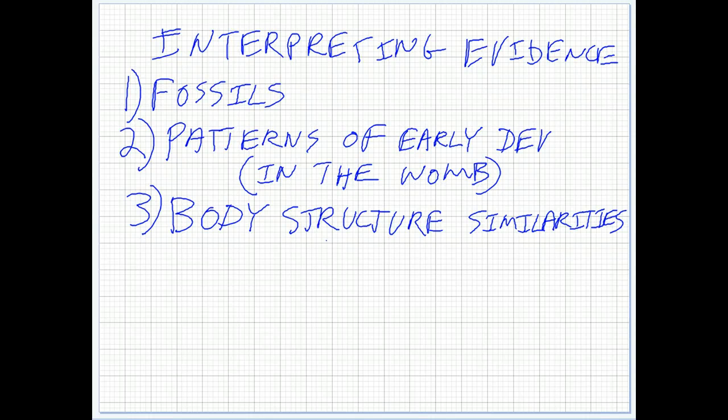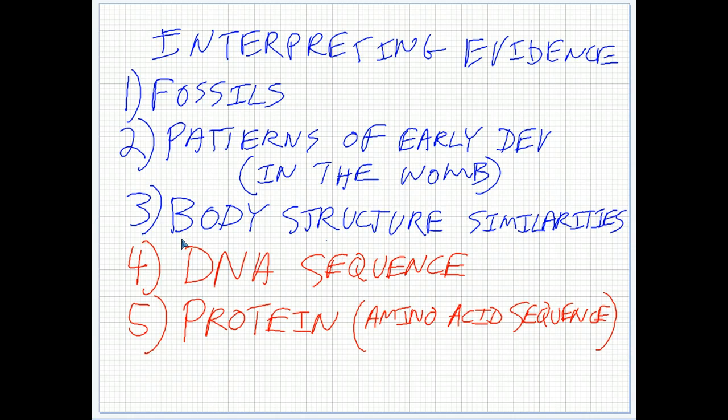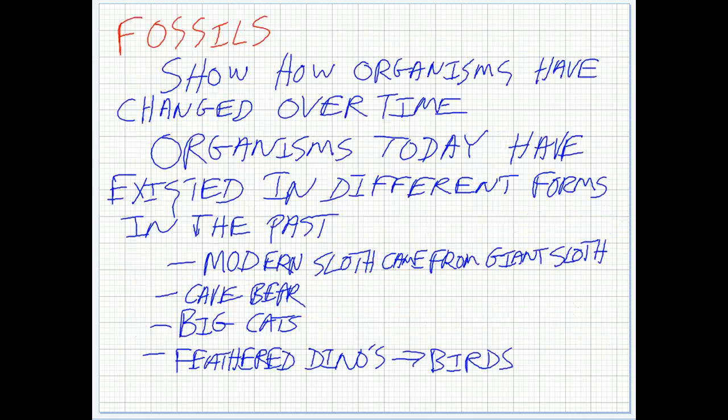Patterns of early development, as in when the organism is conceived up to when it's a couple weeks old in the womb. And then similarities in body structure. You've probably noticed that many animals have similar structures. So we'll look at how they inherited those from a common ancestor. Then there's a couple modern types, which we'll add on, which is DNA sequence and protein structure, as in how the proteins are put together from amino acids. So we'll start going through these one at a time, and first we're going to start with fossils.